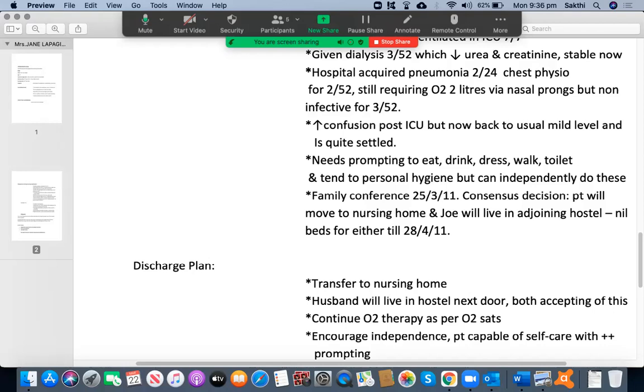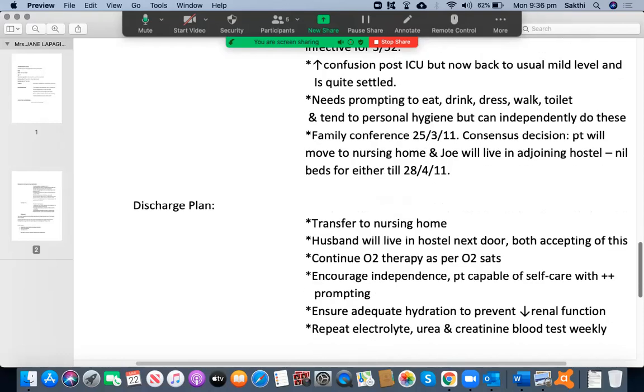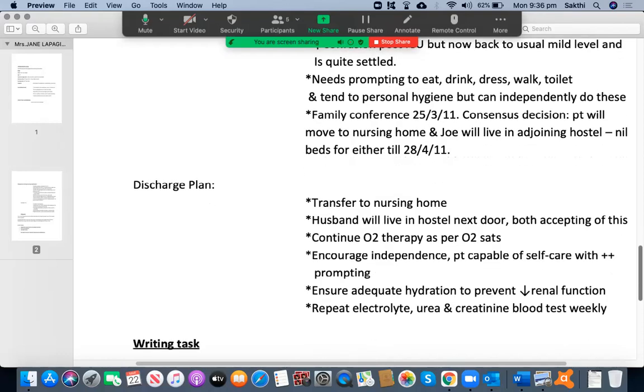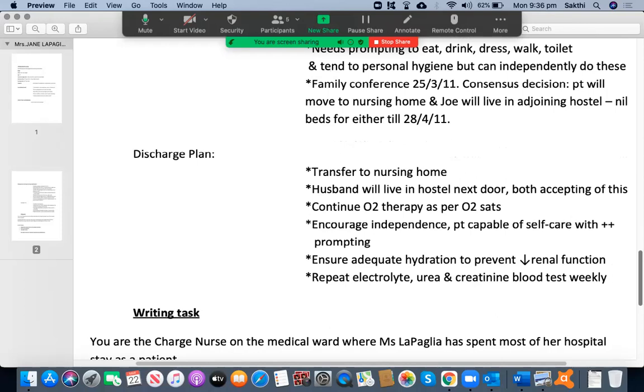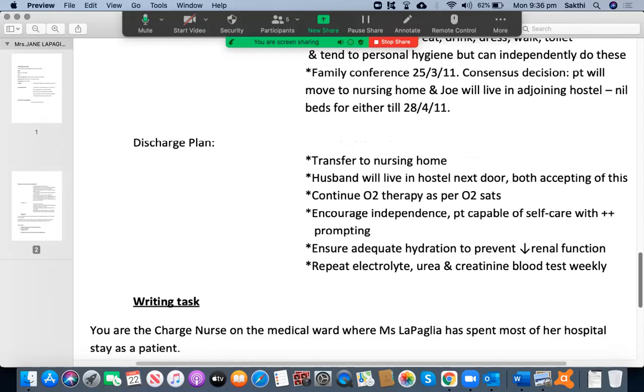Family conference. Consensus decision. Patient will move to nursing home and Joe will live in adjoining hostel. You could have mentioned a hostel nearby. I think you didn't include that. Beds for either till 24/28 for 11. Transfer to nursing home. Husband will live in hostel next door. Both accepting of this. Continue O2 therapy as per O2 sets.